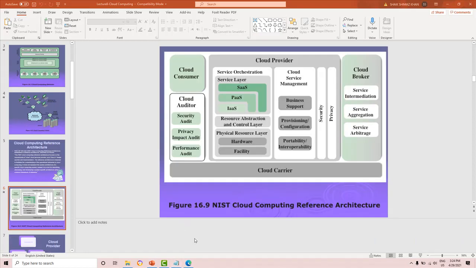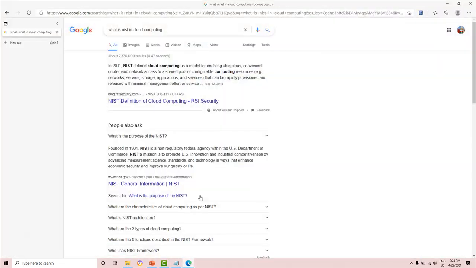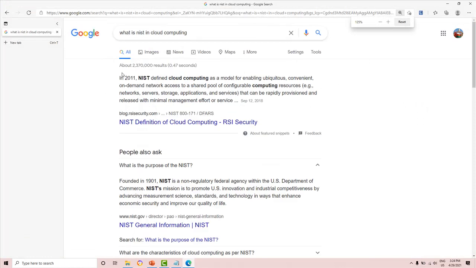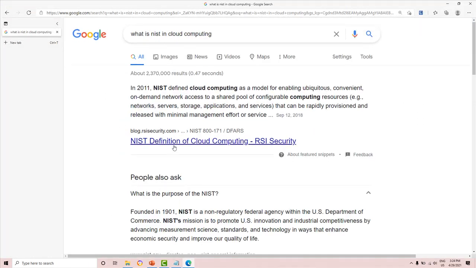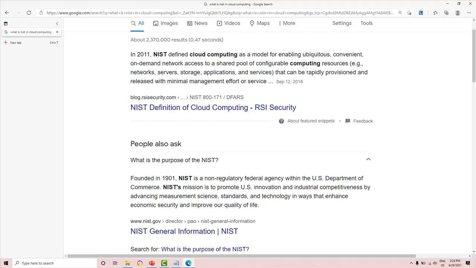Now we are going to see the NIST cloud computing reference architecture. First of all, you should know what NIST is. It is a non-regulatory federal agency in the United States Department of Commerce. NIST's mission is to promote U.S. innovation and industrial competitiveness by advancing measurement science, standards, and technology.